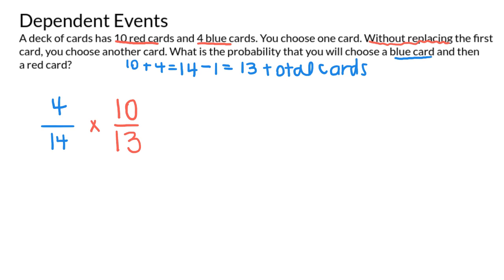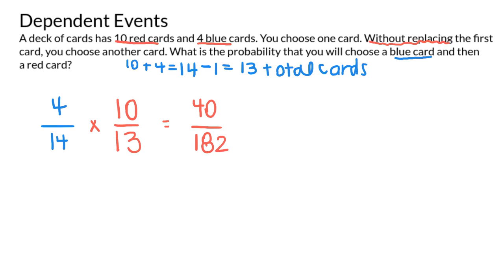I could go ahead and multiply straight across here. If I did, I would be multiplying 4 times 10, and I get 40. And then I would be multiplying 14 times 13, and I get 182. But then it'll be a long road to simplify.